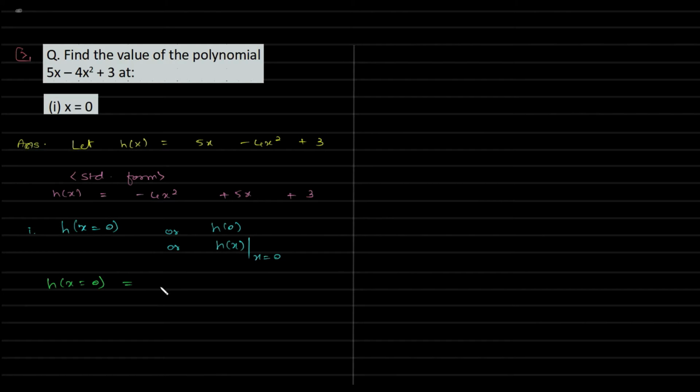Okay. So now minus 4 into 0 square plus 5 into 0 plus 3. And so you have 0 plus 0 plus 3. So 3 is your answer.